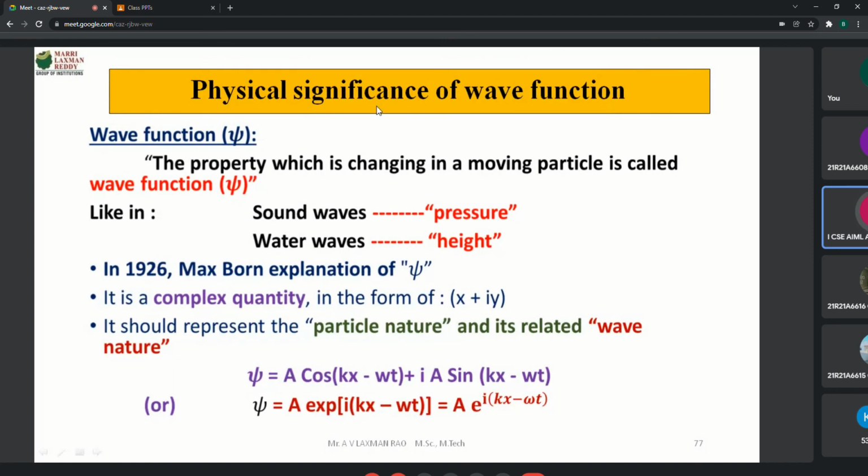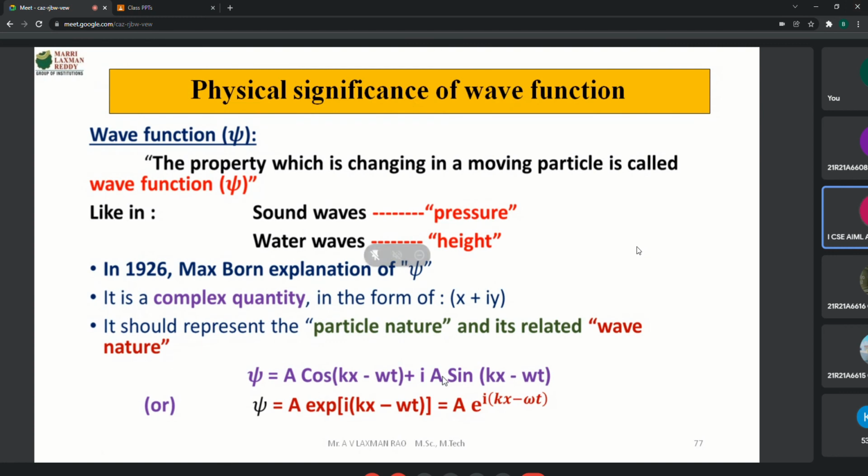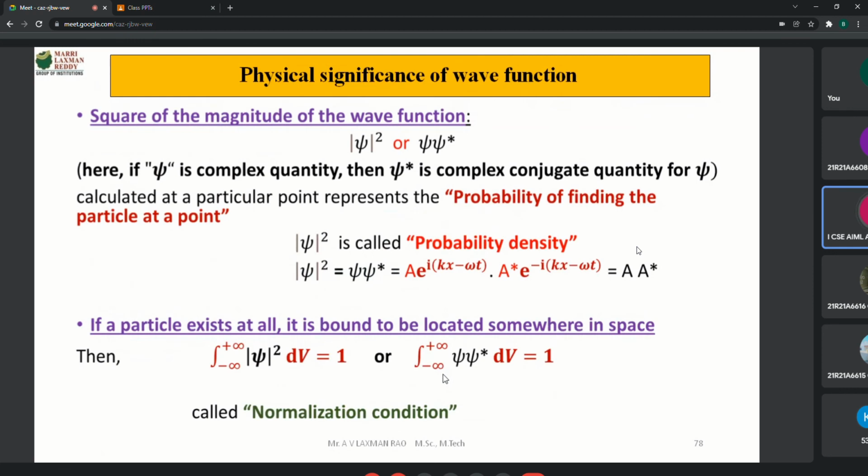And also the physical significance of the wave function. In sound waves, which property is varying? In matter waves, which property is going to vary? And how can we represent psi in a better manner? As I told you, in the form of a complex number, x plus iy. Then psi star is x minus iy. Psi star times psi will give a real value.